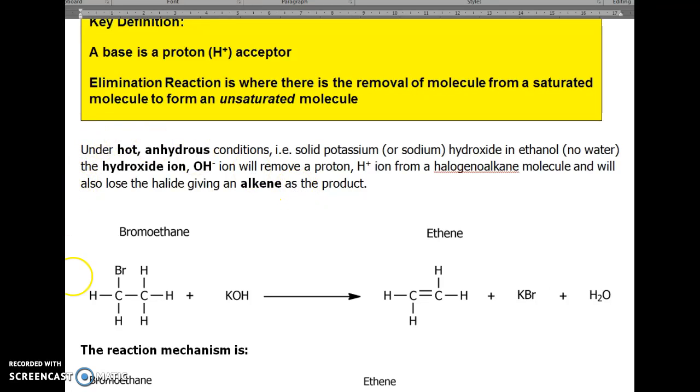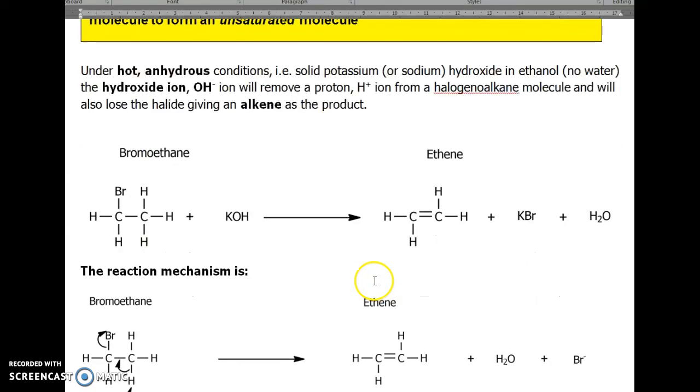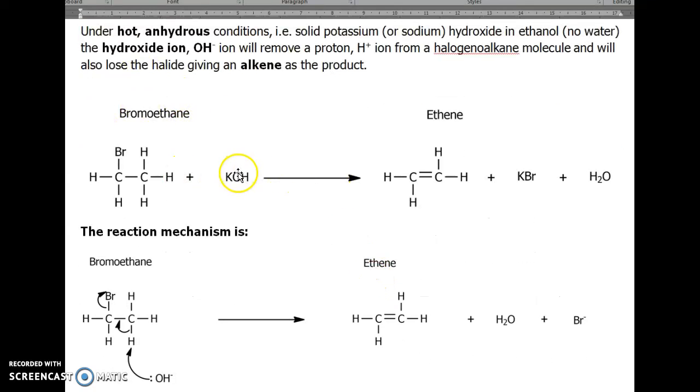and this reaction here occurs in the presence of hot anhydrous conditions, i.e., we use an alcoholic solution solvent. Okay, we don't use water. If we use water as our solvent, we get an alcohol being produced in a nucleophilic substitution reaction. In this reaction, we just get the alkene being produced. Okay, so we've got bromoethane reacting with potassium hydroxide, forms ethene, potassium bromide, and water.